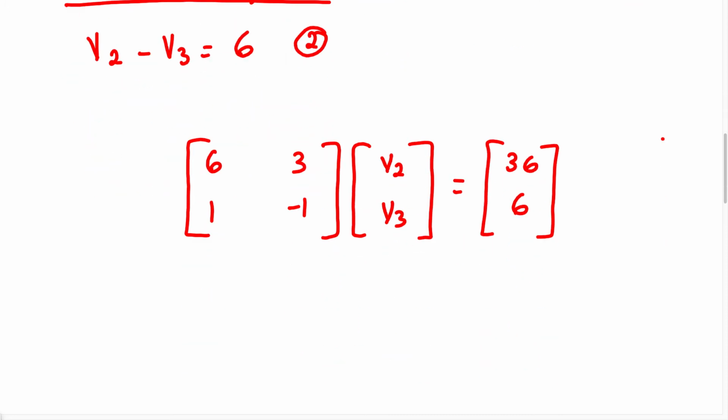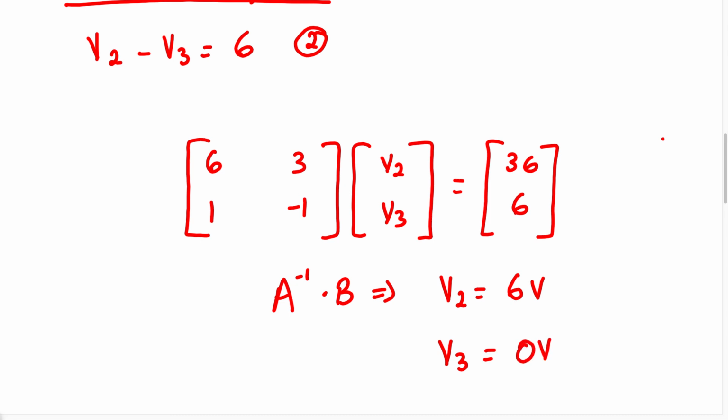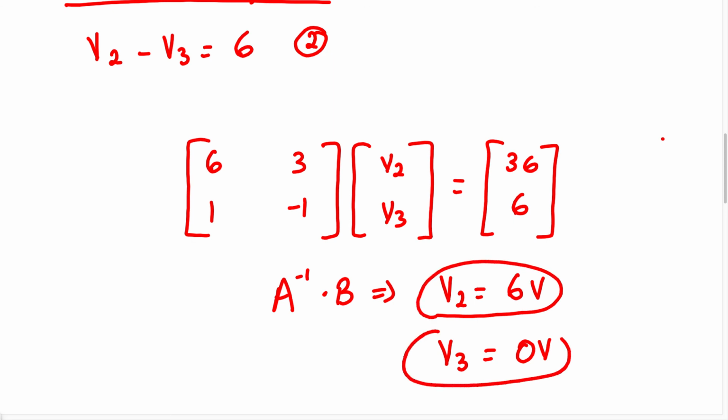So we're going to take the inverse of A and multiply it by B. When we do that, that's going to give us V2 equals 6 volts and V3 equals 0 volts. So we've successfully found the voltages at all of our nodes. We know the voltage at node 1. We know the voltage at node 2 is 6 volts and the voltage at node 3 is going to be 0 volts.